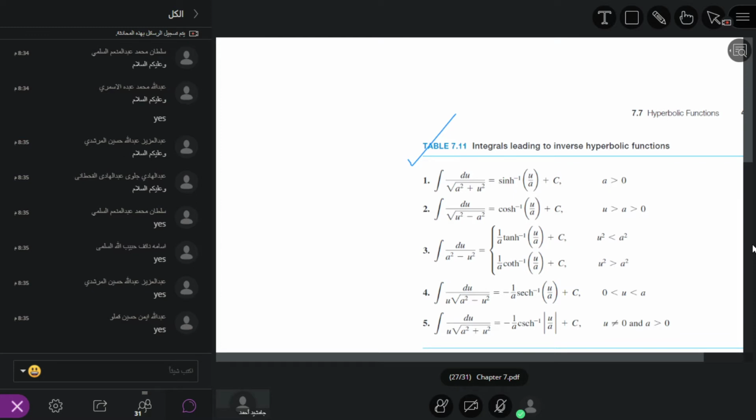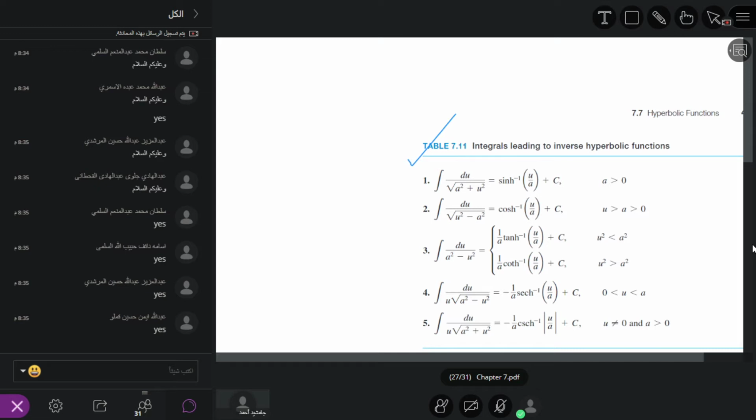Now what is u? u is equal to 2x. What is a? a is equal to square root of 3. Now we move to the next.